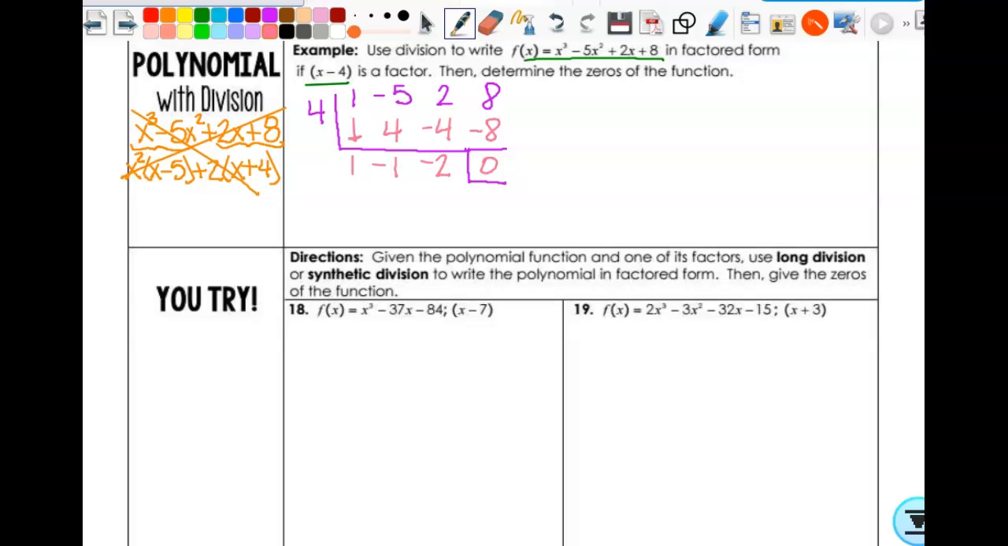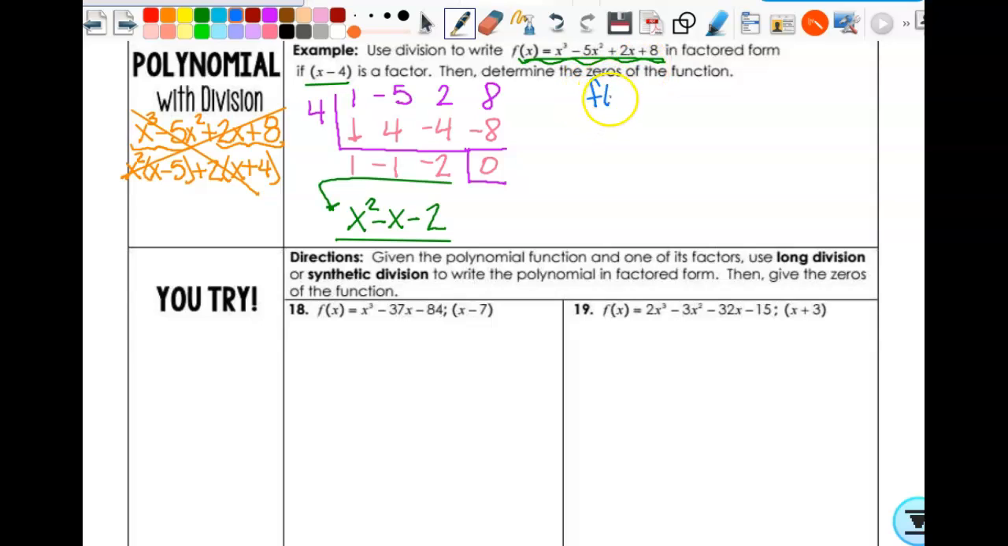So I'm good. So what this gives me here is x squared minus x minus 2. Okay, so that's basically the answer that we've been getting. But what this says is, write this function in factored form and then determine the zeros of the function.